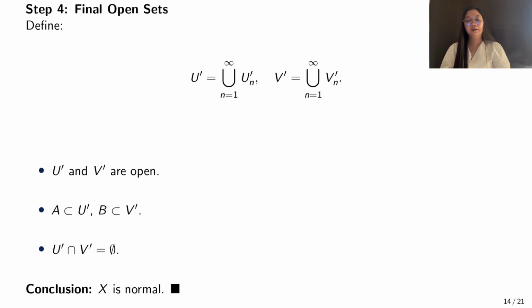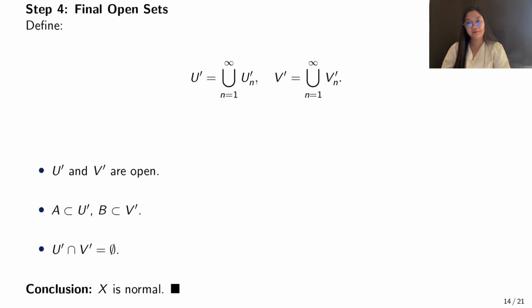I have not mentioned this, I'm sorry. So if x is an element of U prime intersection V prime, then x is an element of U sub j prime and x is an element of V sub k prime, for some j, k. So if j is less than or equal to k, then x is an element of U sub j, a subset of the closure of U sub j.